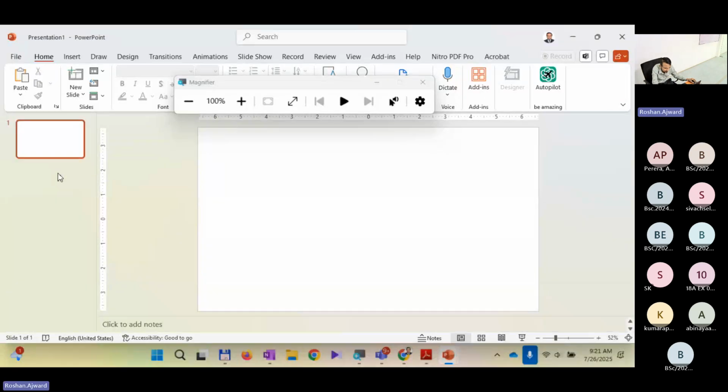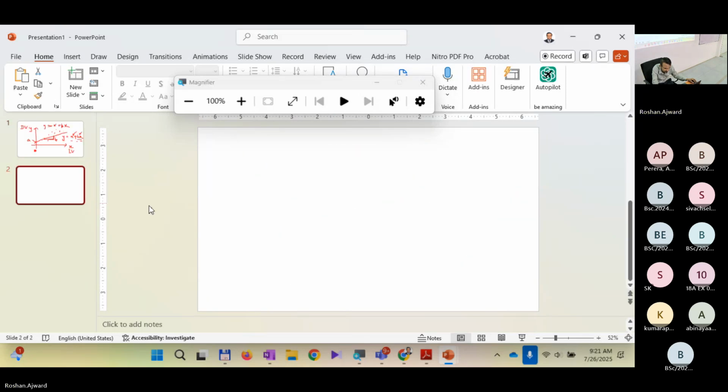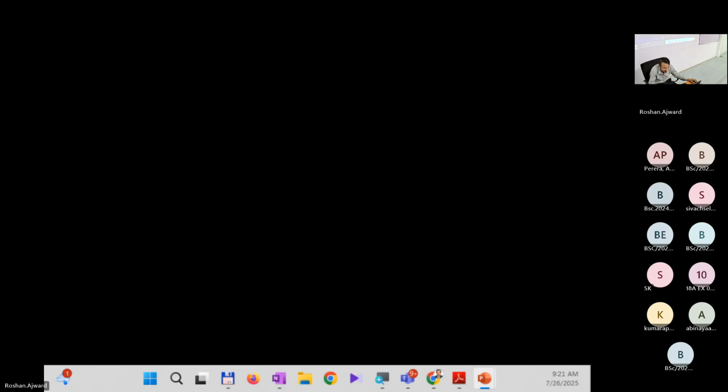So let me draw again a bivariate regression. Y equals alpha plus beta x. These are bivariate functions. Only one independent variable and one dependent variable. Right.